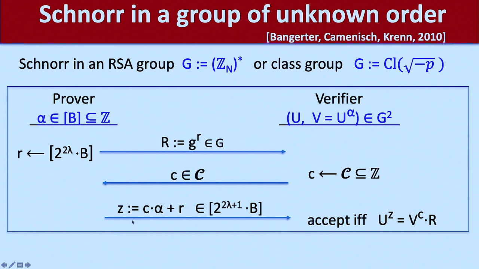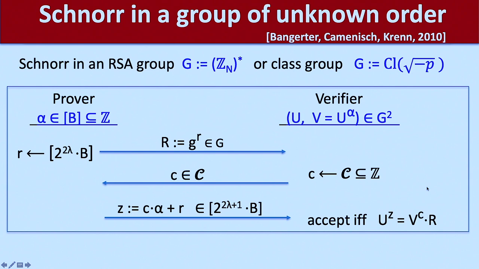Since the group order is unknown, we can think of the exponents as just general integers, because we can't reduce mod any value. We're just thinking of them as integers. So I'll choose an integer blinding value, I'll send back an integer value of z, and I'll accept if this condition holds. In fact, it is not too difficult to prove that it's zero knowledge.